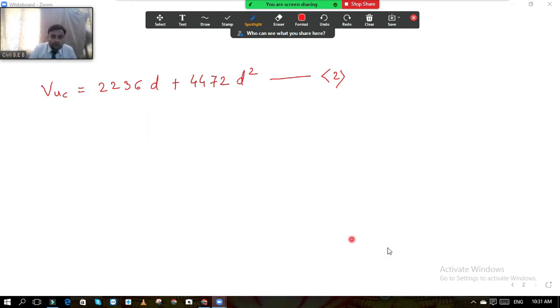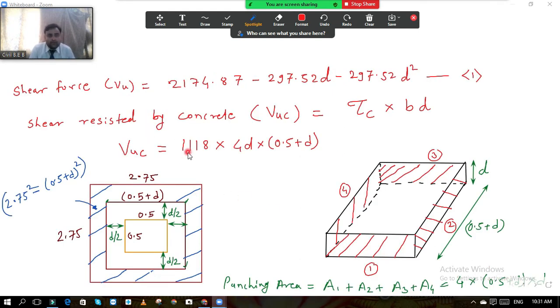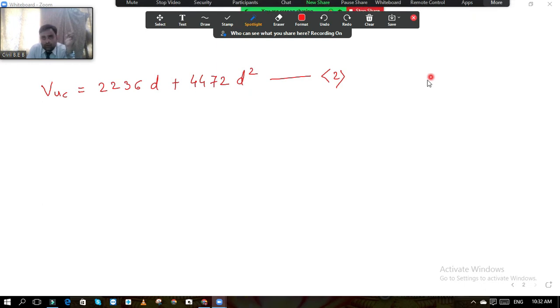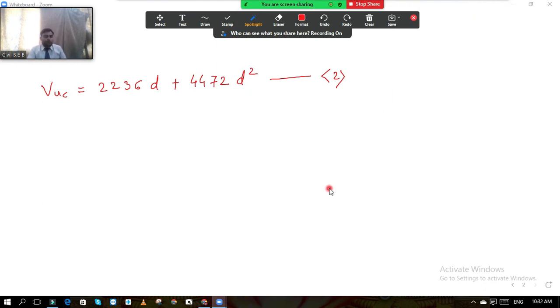Once you solve this, equation 1118 into 4d, once you multiplied it by 0.5, once you multiplied it by d, after solving this you will get this thing. Okay, so Vuc we have calculated. Now shear resisted by the concrete is also known to us. Now we will assume that whatever the shear force is generated in this footing, all the shear force is resisted by the concrete only. So there is no need to provide the stirrups. That is our assumption. That is the optimum thing.